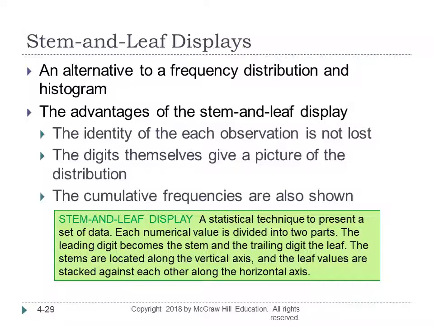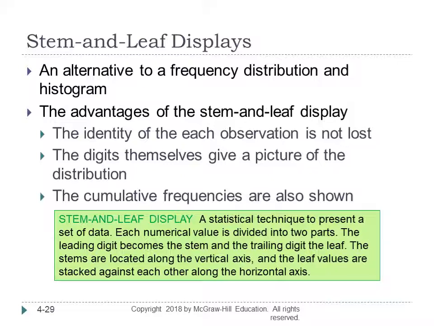Next, we'll look at a stem and leaf display. This is an alternative to a frequency distribution and a histogram. The advantage of the stem and leaf display is that you can identify each observation; every observation is shown in the display. It's not lost. We use the digits themselves to give a picture of the distribution, and this will become more clear as we see an example of a stem and leaf display. The cumulative frequencies are also shown.